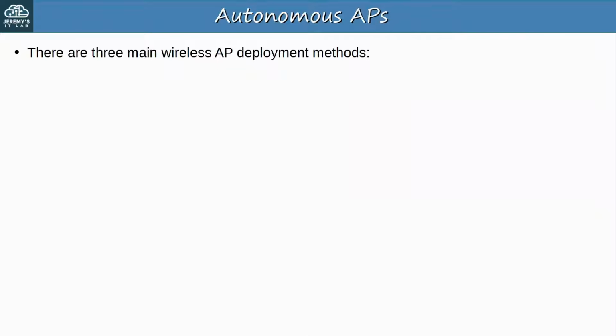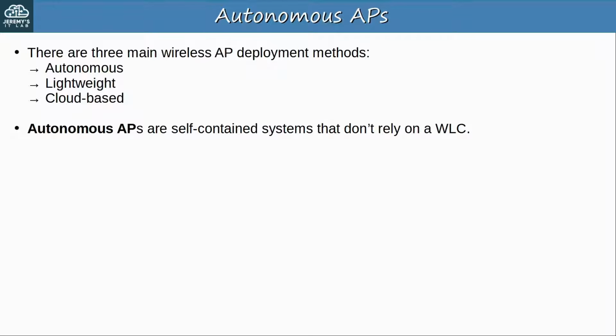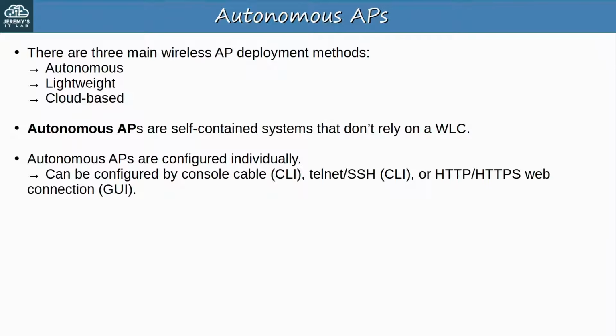First up, we are going to talk about different ways of using wireless access points. There are 3 main wireless AP deployment methods: autonomous, lightweight, and cloud-based. I'll introduce autonomous APs first. Autonomous APs are self-contained systems that don't rely on a WLC, wireless LAN controller. Hence the name autonomous, they are independent. And that means they are configured individually. They can be configured by console cable, remotely via Telnet or SSH, or also an HTTP or HTTPS web connection via a web browser GUI.